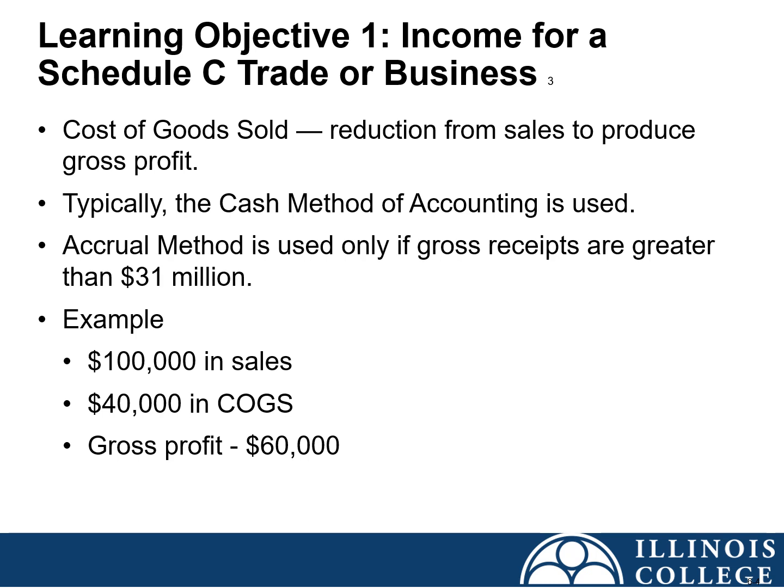So another very, very easy example, let's say a business has $100,000 in sales and they have $40,000 in cost of goods sold. Their gross profit is going to be $60,000. And that's what the business is going to be taxed on, the $60,000, not the total sales amount. Now, of course, that was just a very easy example.